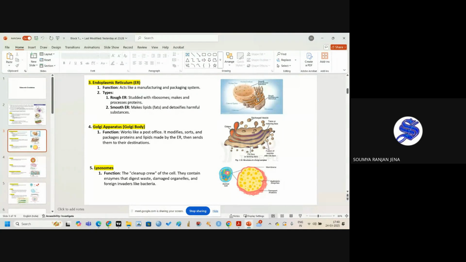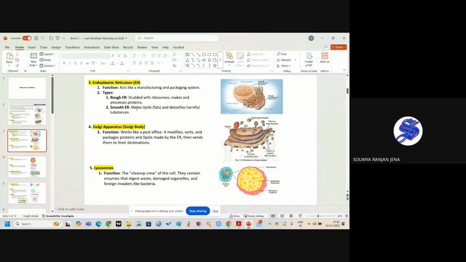This endoplasmic reticulum is classified into two types. One is rough endoplasmic reticulum and the other is smooth endoplasmic reticulum. This is the rough endoplasmic reticulum due to the presence of ribosomes above it. In the smooth endoplasmic reticulum, the ribosome is absent. The rough endoplasmic reticulum is studded with ribosomes and makes and processes protein. It basically synthesizes proteins and transports them inside the ER.